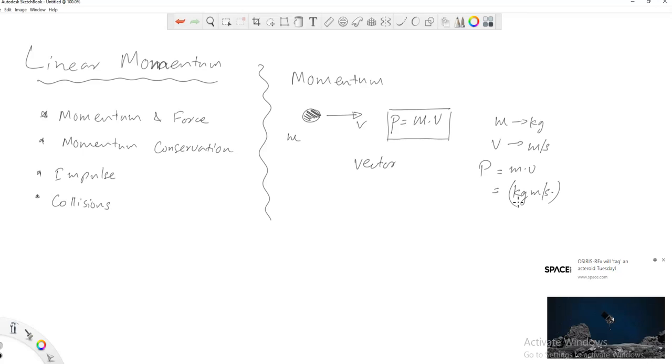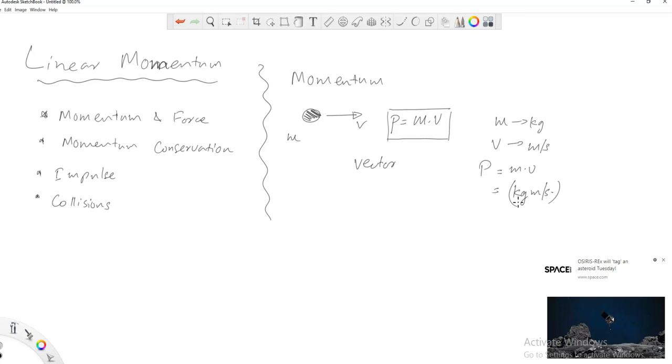As I said, it's very straightforward. It's a property of moving objects. If a mass is moving, it has momentum. It's kind of like kinetic energy, right? It's half mv squared. It's a property of a moving object. One main difference between momentum and kinetic energy is that momentum is a vector. The direction is important. Kinetic energy doesn't have a direction. It's a scalar.